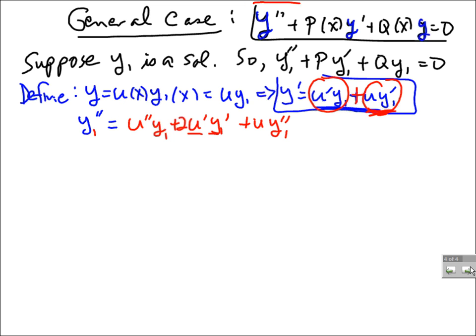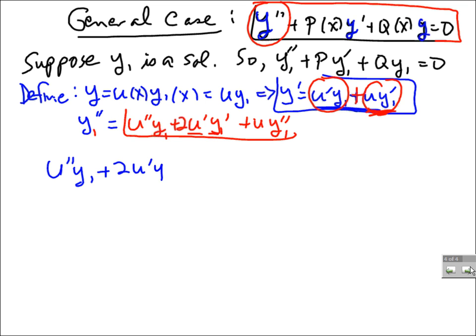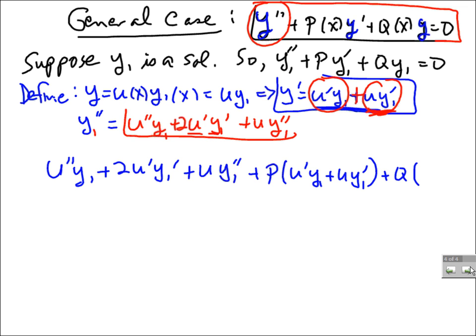So now I want to write down this equation using this information. For y double prime, I'm going to put this. Here goes. y double prime, plus p times y prime, u prime y plus u y prime, plus q times y, which is u y1, equals 0. Okay.